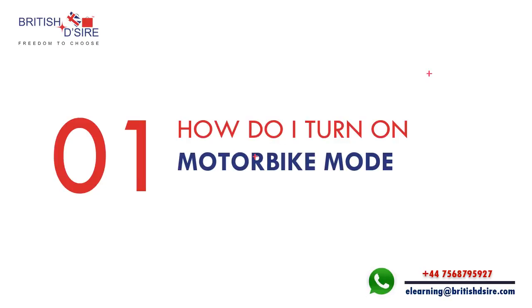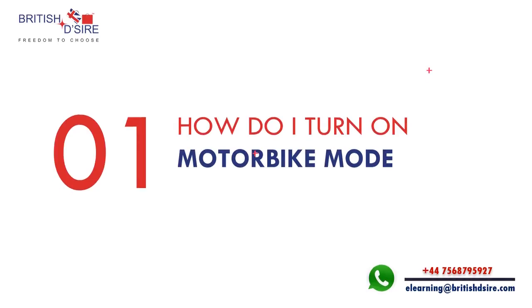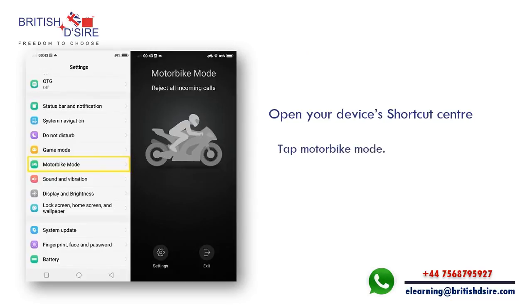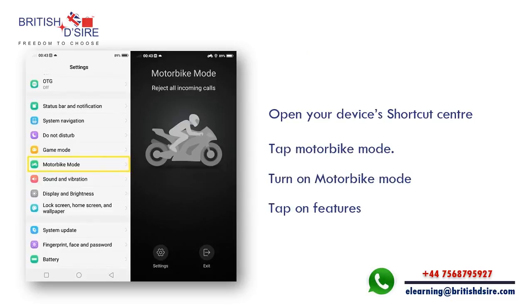Point 1. How do I turn on Motorbike Mode? Step 1. Turn on the accessibility menu. Open your device's shortcut center. Tap Motorbike Mode. Turn on Motorbike Mode. Tap on Features.